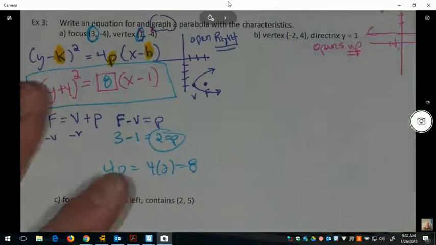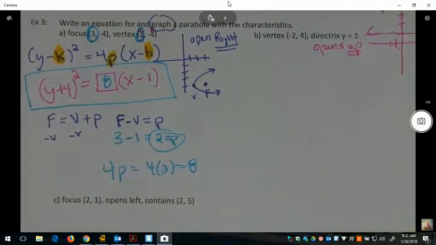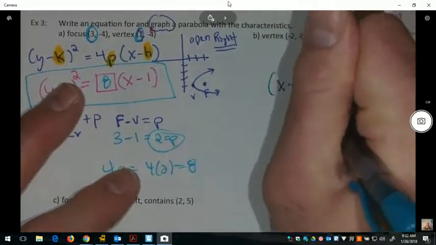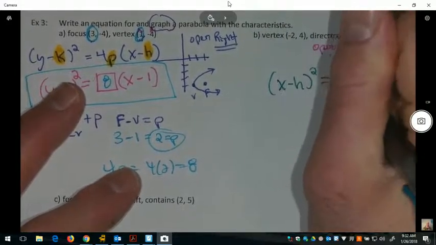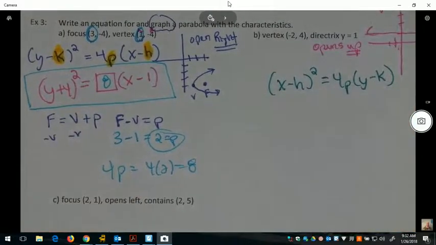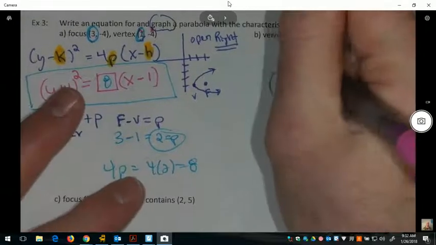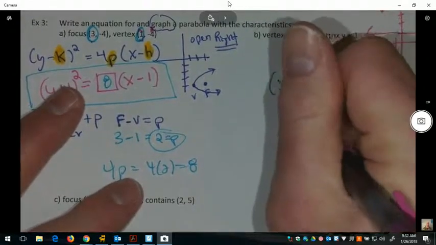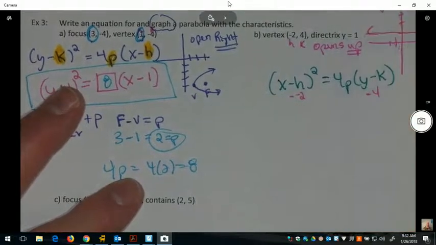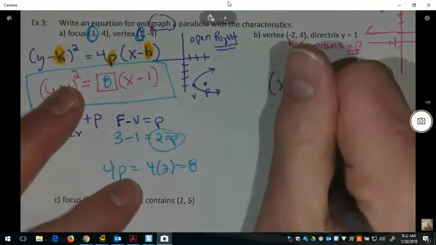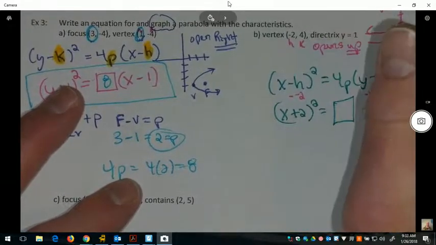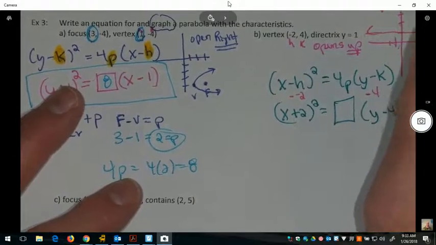If it's opening up, which variable should be squared? X, yes. So x minus h quantity squared equals 4p times y minus k. Luckily, we already know the values of h and k, so that'll be minus -2, that'll be minus 4. So my equation now is x plus 2 quantity squared, and we still have to figure out what 4p is, y minus 4.